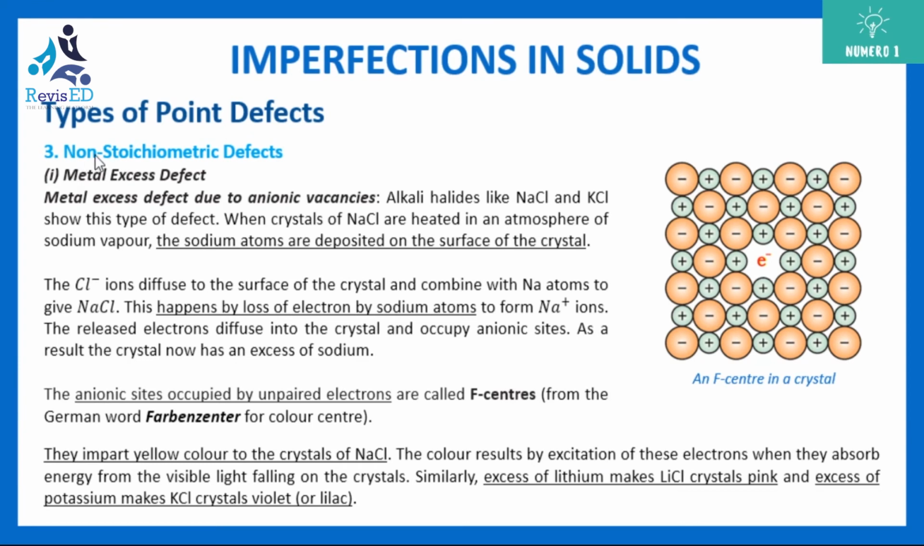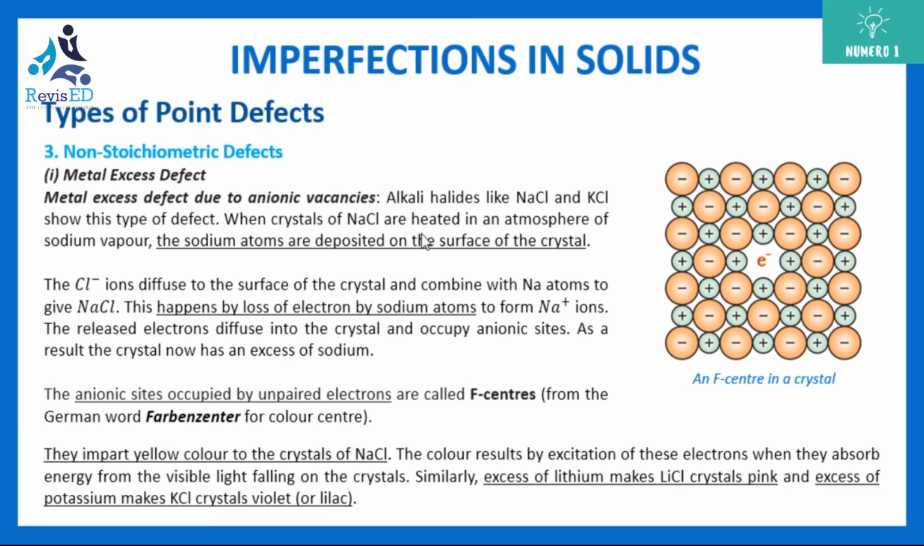Next is the non-stoichiometric defect. Non-stoichiometric defect means that we cannot comment on the number of cations and anions that are showing this defect. Now, the first type is metal excess defect. So here the metal is present in larger quantity. That's why it is metal excess defect. First case is due to anionic vacancy. Anionic vacancy means the anion is missing. So if you see here, this is missing. Let's say that this is your NaCl example, or you can say KCl example. So your Cl is missing and an electron is occupying its site.